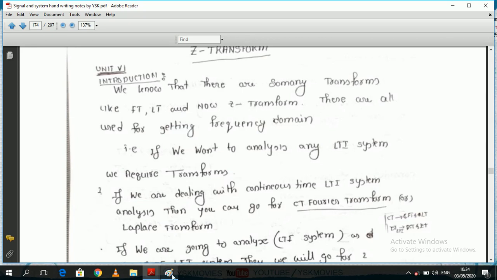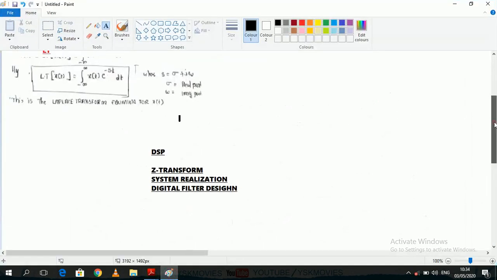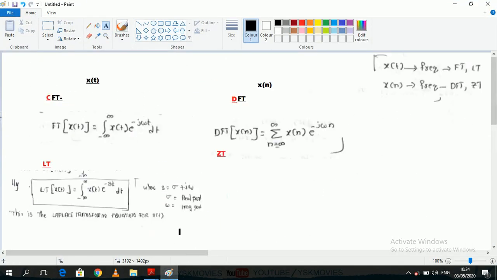So let's start. If the naturally available signals are continuous time signals, like x of t, and we are dealing with x of t continuous time signal, we go for continuous Fourier transform and we are using Laplace transform. If we are dealing with discrete time signals, x of n type of signals, then we go for discrete Fourier transform or Z transform.